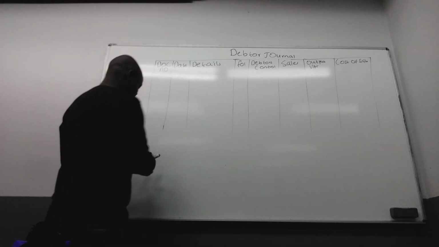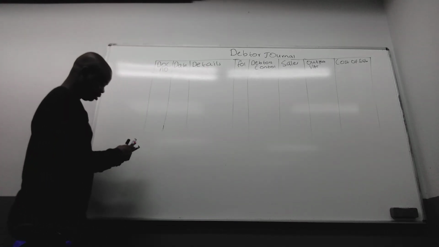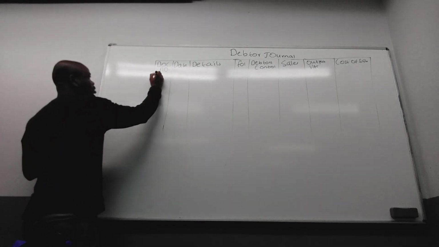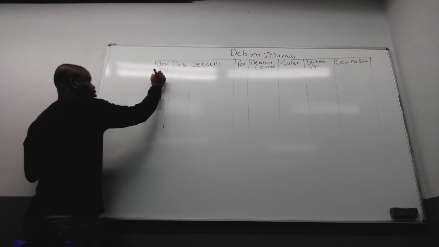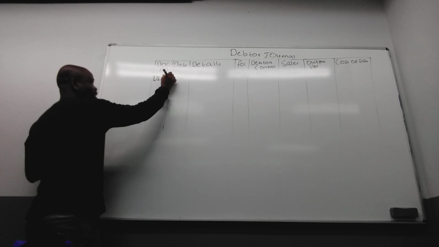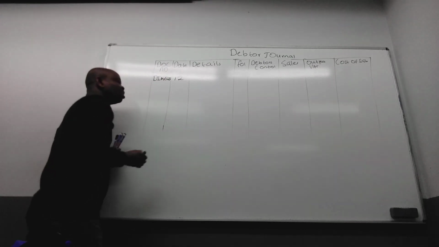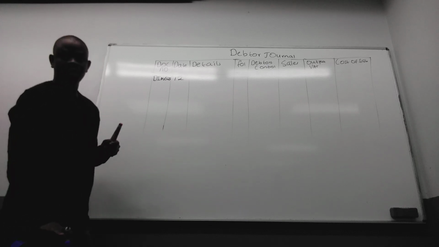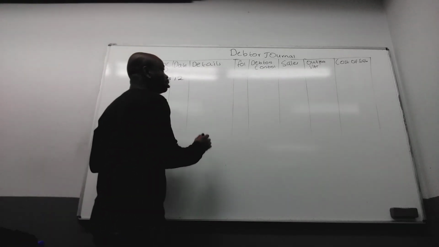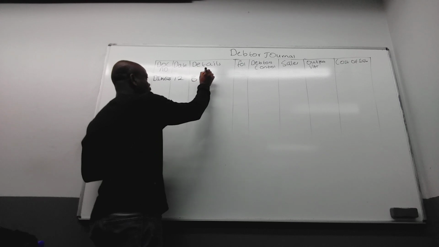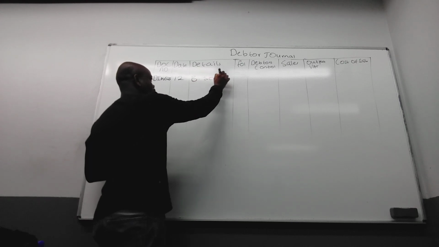So now, give me the document number. DINB 525. Okay, the date was? The 12th. We sold to? B. Solomon. Okay.